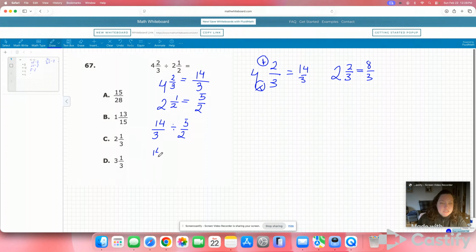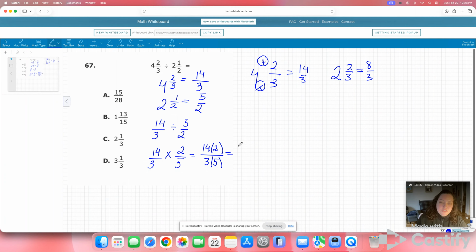What we have to do is keep the first number the same, but instead of dividing, we're going to multiply by the reciprocal. The reciprocal is basically the fraction flipped upside down, okay? So usually what I would do at this step is check whether or not I can simplify. And in this case, I can't. But your next step would be to do 14 times 2 divided by 3 times 5.